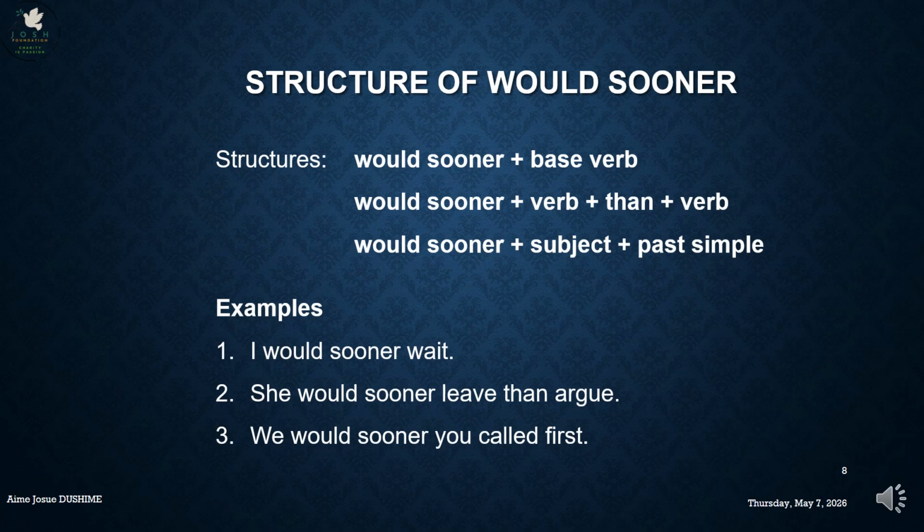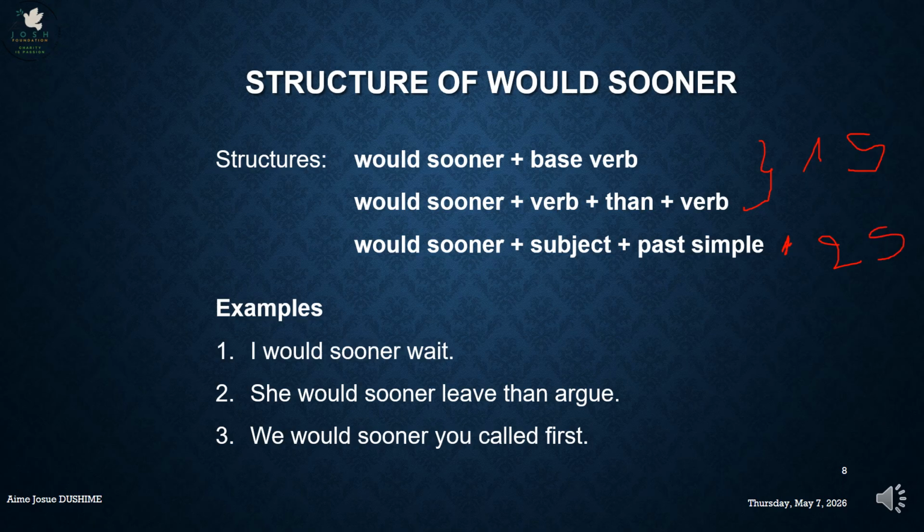Let's see the structure of would sooner. We use would sooner plus V1 when we have one subject. We use would sooner plus verb plus than plus verb in terms of two preferences, when I have two preferences. And remember, these first two structures, A and B, talk about one subject. And this last one talks about different subjects, two different subjects.